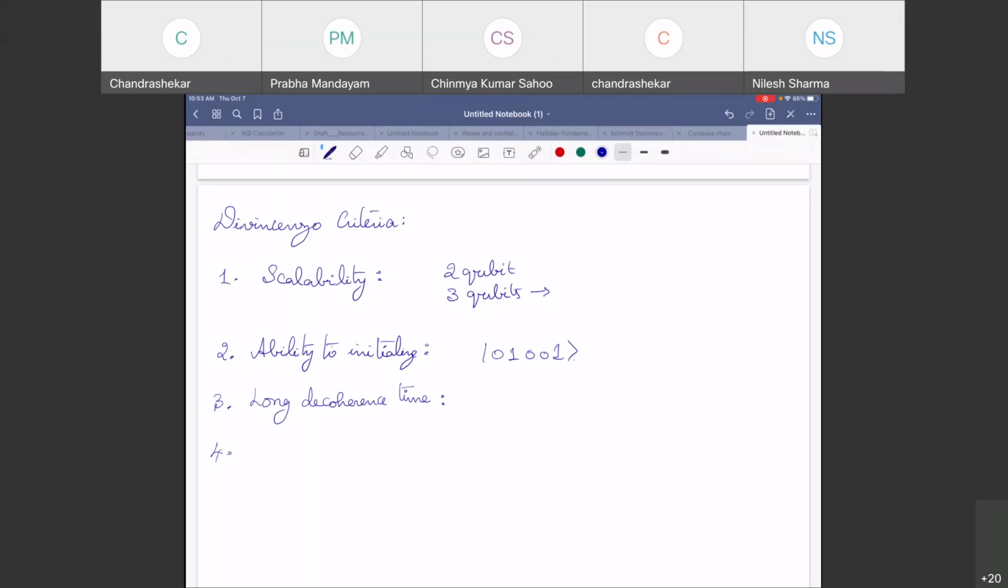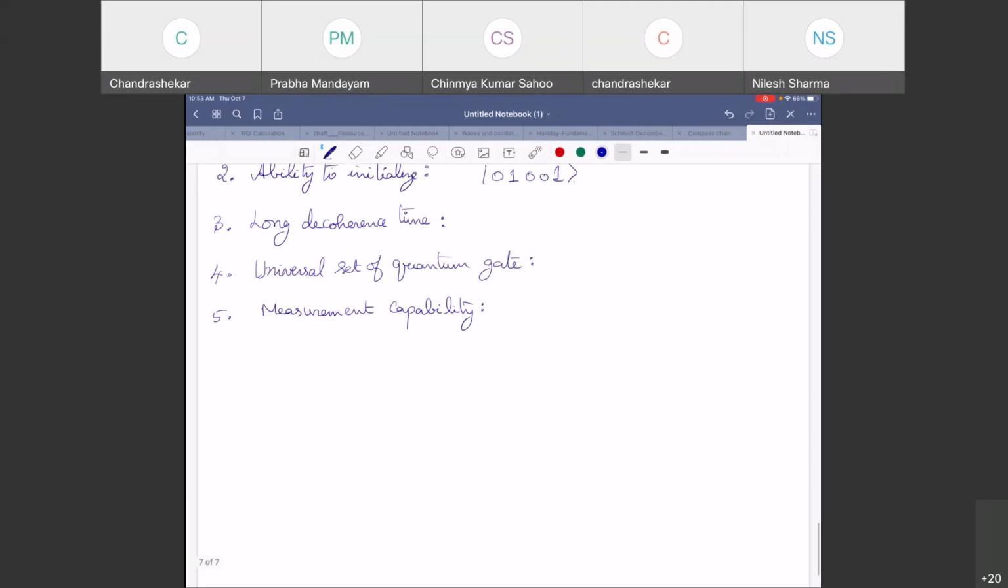Then the next one is you should be able to implement a universal set of quantum gates. You have seen what quantum gates are. You should be able to implement a universal set of quantum gates using your qubits. Finally, measurement capability. You should be able to measure each qubit individually and get information out of them. This is the measurement capability.